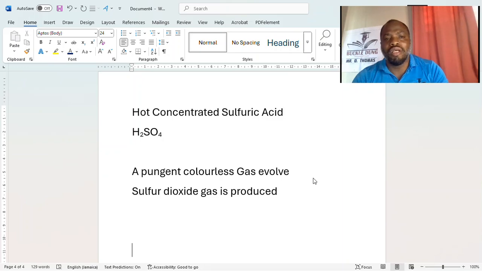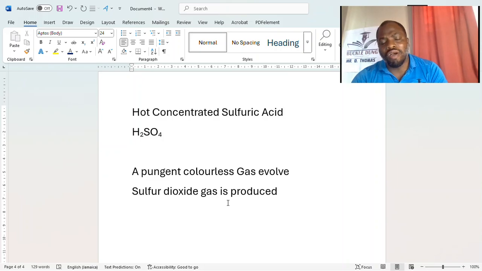Well, he can't see the gas, so it's colorless, so he would be smelling that pungent odor. That is a result of the oxidizing agent being concentrated sulfuric acid. Why? Because it's the only oxidizing agent that produces sulfur dioxide. So the sulfur dioxide is technically what you have after that reduction.